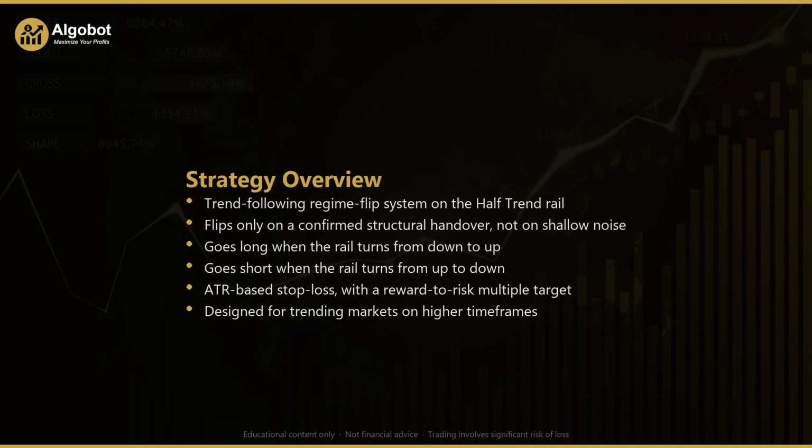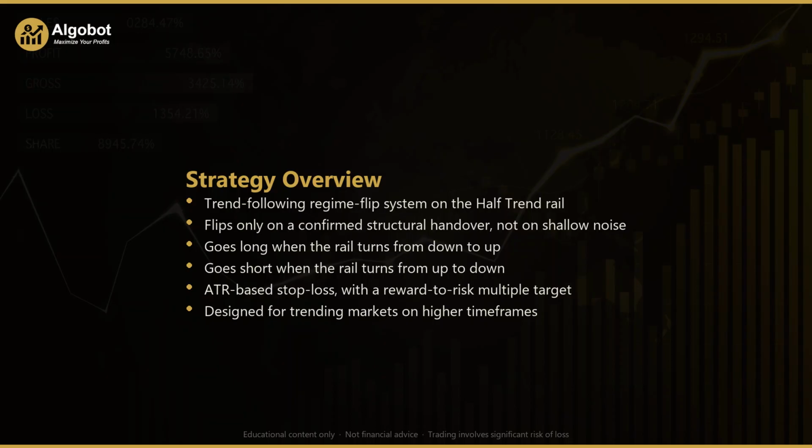It deliberately ignores small, shallow wobbles and only turns when there is a genuine structural change in who is in control. Because of that stickiness, the flips of the rail tend to mark real trend changes rather than random chop. The strategy treats each flip as its trading signal. When the rail turns from down to up, it reads that as control handing over to the buyers, so it closes any short and opens a long. When the rail turns from up to down, it does the reverse.